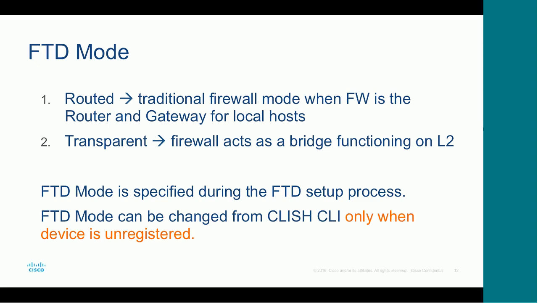In transparent mode, the firewall has a role of a bridge which is functioning on layer 2. It's not seen as a router hop for connected devices. However, all the usual firewall checks are in place. FTD mode is specified during the FTD setup process and can be changed from the clish CLI, but only when a device is unregistered.